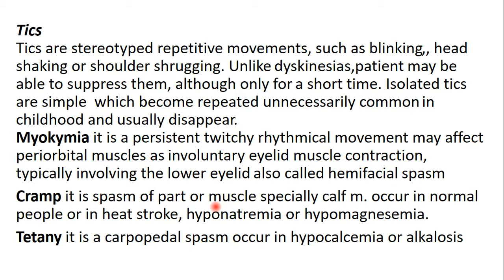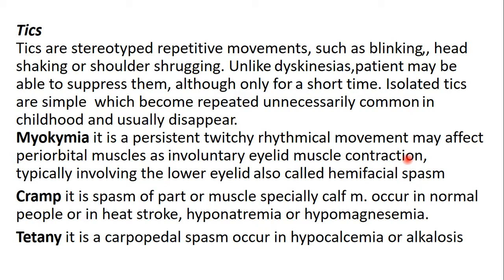The other important movement is myokymia, which is a persistent, twitchy, rhythmical movement that may affect the periorbital muscles involuntarily. It comes from facial nerve involvement or irritation, with contraction of the eyelid muscles, typically the lower eyelid. If it occurs in one unilateral part of the face, we call it hemifacial spasm. It's a type of myokymia. Cramp is also very common. It's a spasm of a part or muscle, especially the calf muscle, occurring in normal people or in heat stroke.